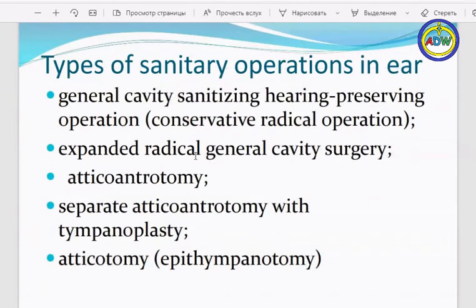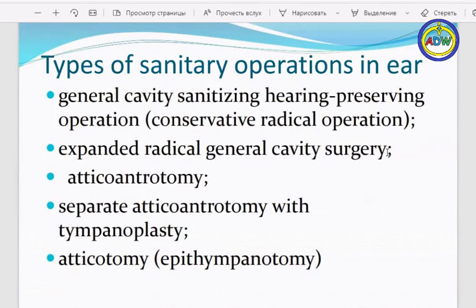Types of sanitary operation in the ear. If cholesteatoma occurs, every time we have to do surgery. Without surgery, conservatively, if we use enzymes, for example trypsin or chymotrypsin, it's not effective. We have to do sanation of the infection: general cavity sanitizing, hearing-preserving operations, conservative radical operation, expanded radical general cavity surgery when the cholesteatoma is large.